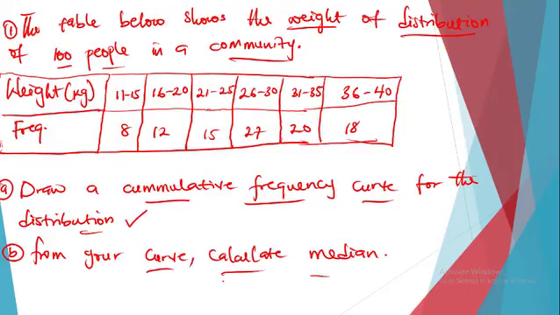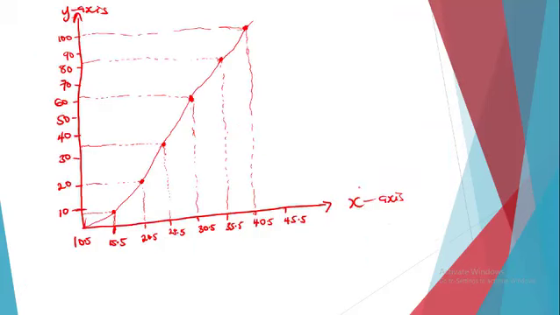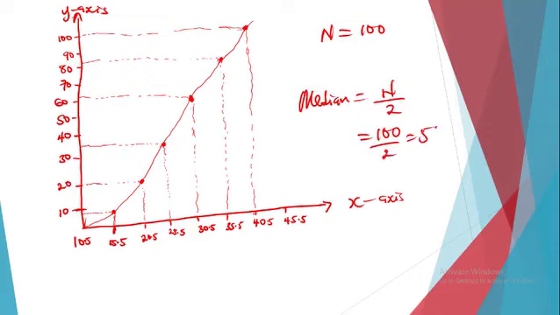Then he said from the graph we should calculate the median. Okay, from here the cumulative frequency is 100. So our n is 100, and the median is equal to n over 2. So that is equal to 100 over 2, which will give us 50. So the 50th cumulative frequency gives us the median.